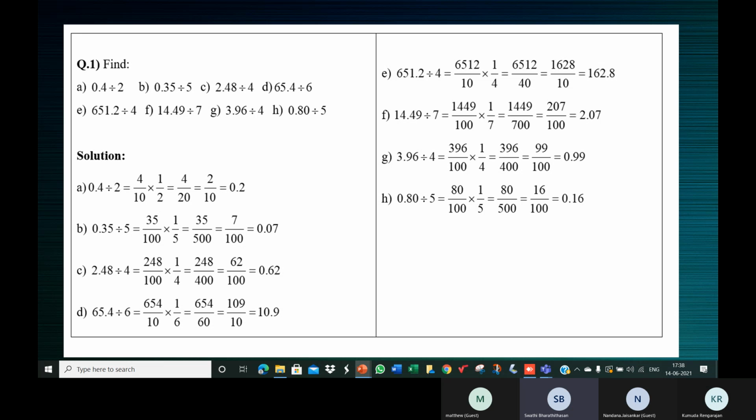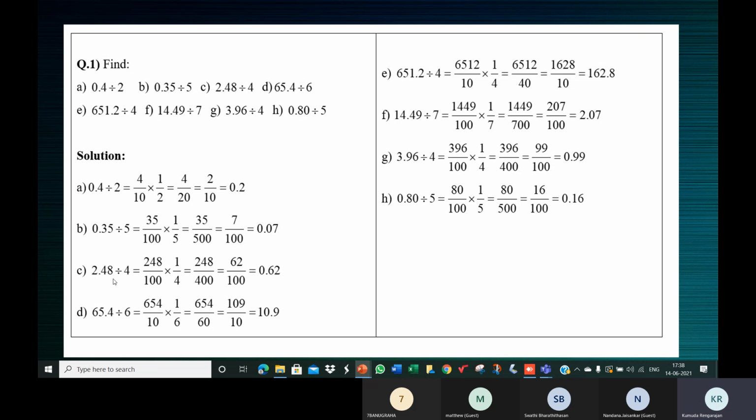And then the decimal form is 0.62, ma'am, because there are 2 zeros, so we have to move 2 places to the extreme left side. So we will get 0.62, ma'am. Very good, Swati. Thank you. Yes, ma'am. So the first thing, children, 2.48.